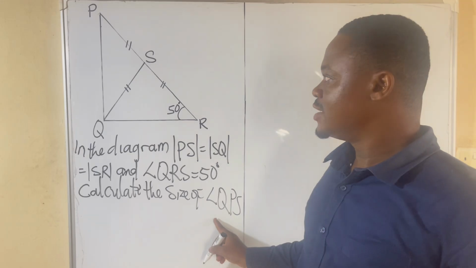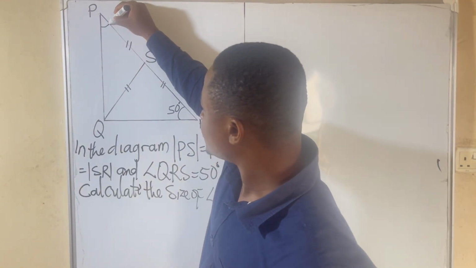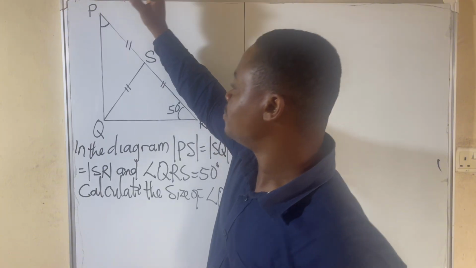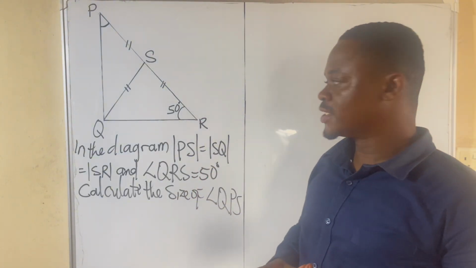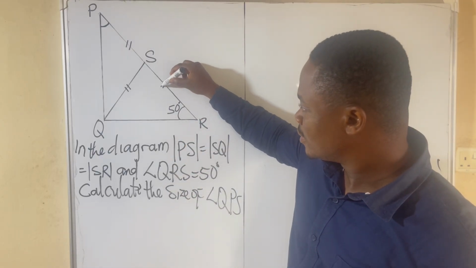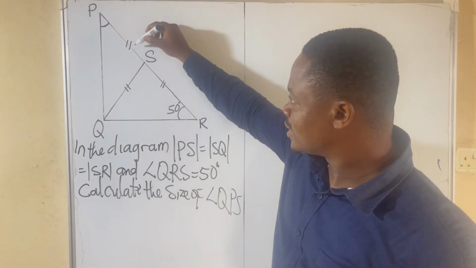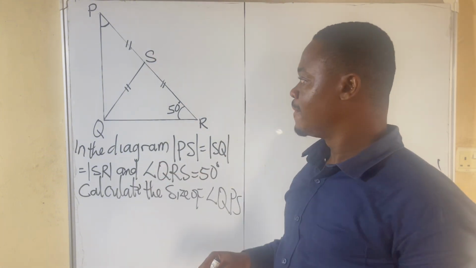Angle QPS is the angle at P, this angle. So this is the angle we are looking for. Now look at this shape critically. You will notice that there is a symbol here, these lines. What these lines mean is that these sides are equal, as explained here.